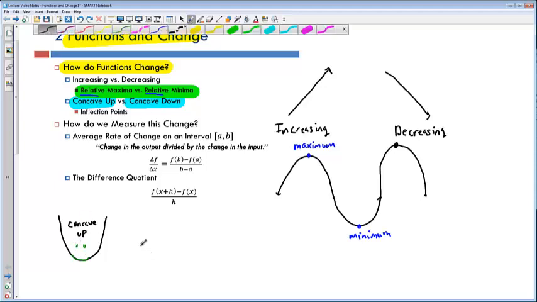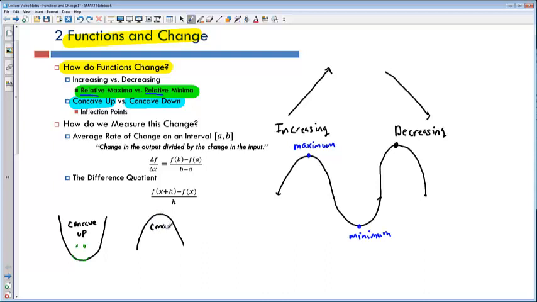Versus when the function is part of a frown, then it's concave down. And again, you can see the frown here. Little eyes here, and you can see the frown right there. So now we know that that's concave down. Those are different ways to actually increase or decrease. You can increase in a concave up manner right here, or you could decrease in a concave up manner, or you could increase in a concave down manner, or decrease in a concave down manner.